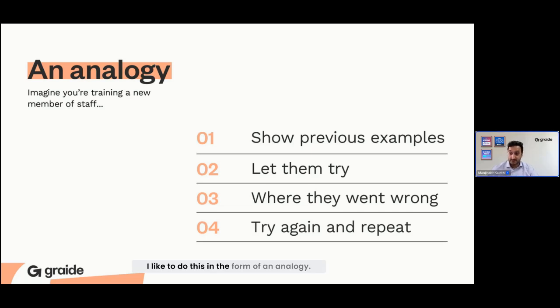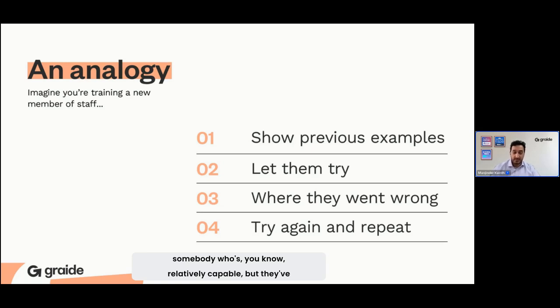I like to do this in the form of an analogy. I don't want this to be quite a technical talk. So with that, let's bring up that analogy. Imagine you're training a new member of staff, somebody who's relatively capable, but they've just not done a couple of things that you want them to be able to do. Well, we could probably train them in the following way.